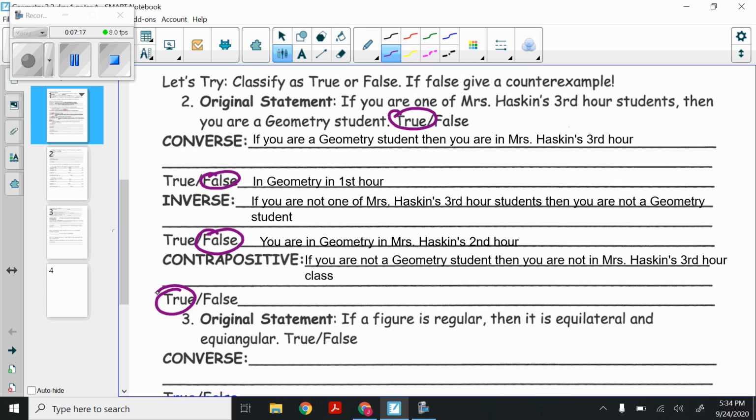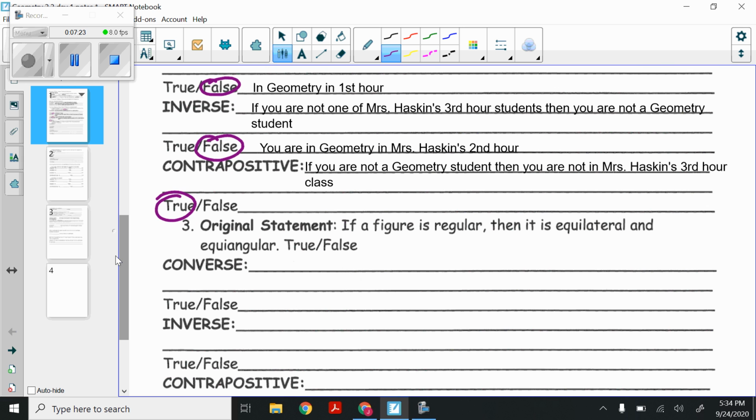All right, let's try that with another one. Okay, the original statement, if a figure is regular, then it is equilateral and equiangular. This is true, right? Because that is the definition of a regular figure.